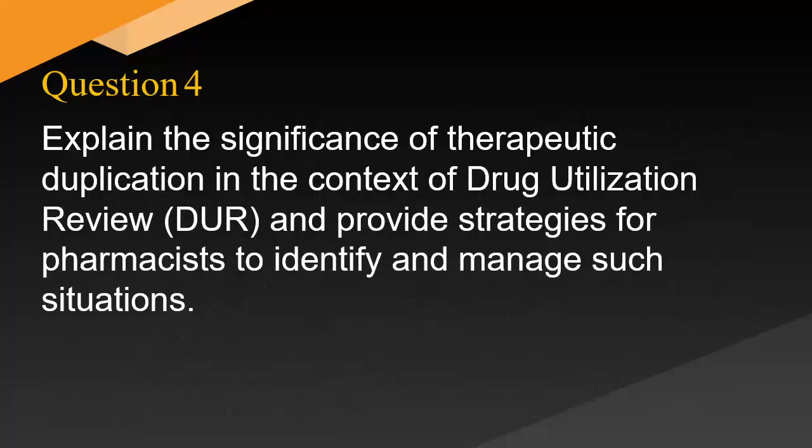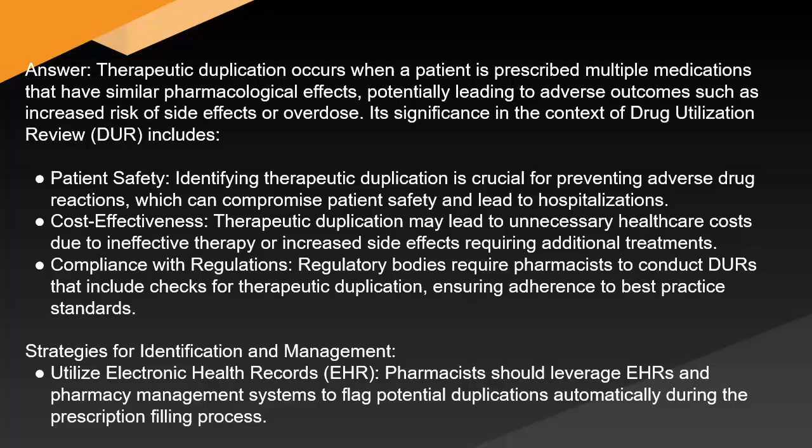Explain the significance of therapeutic duplication in the context of drug utilization review, and provide strategies for pharmacists to identify and manage such situations. Answer: therapeutic duplication occurs when a patient is prescribed multiple medications that have similar pharmacological effects, potentially leading to adverse outcomes such as increased risk of side effects or overdose.